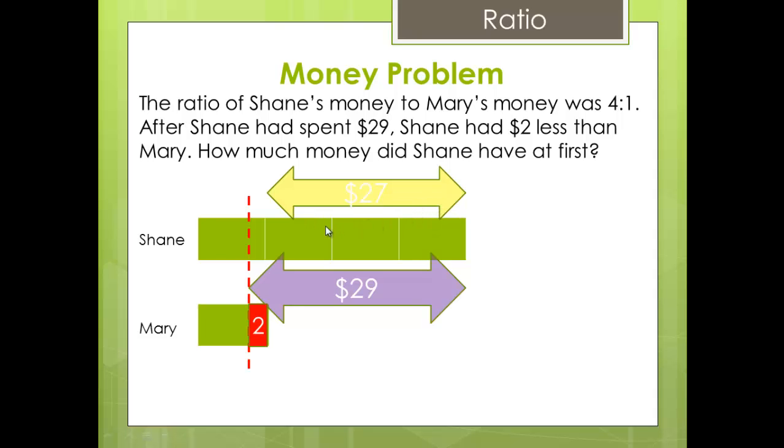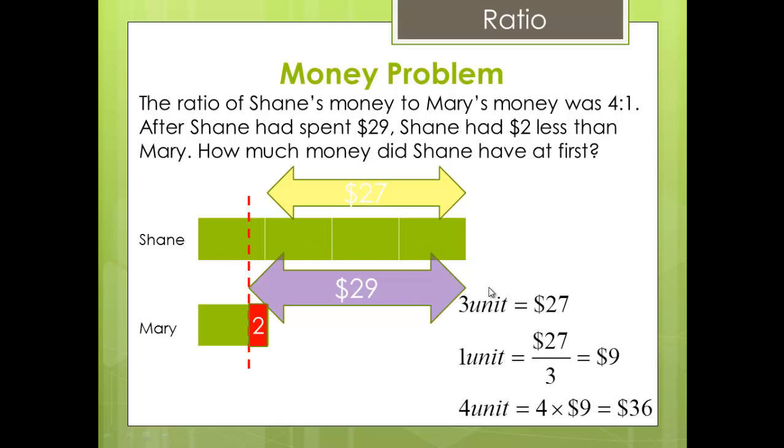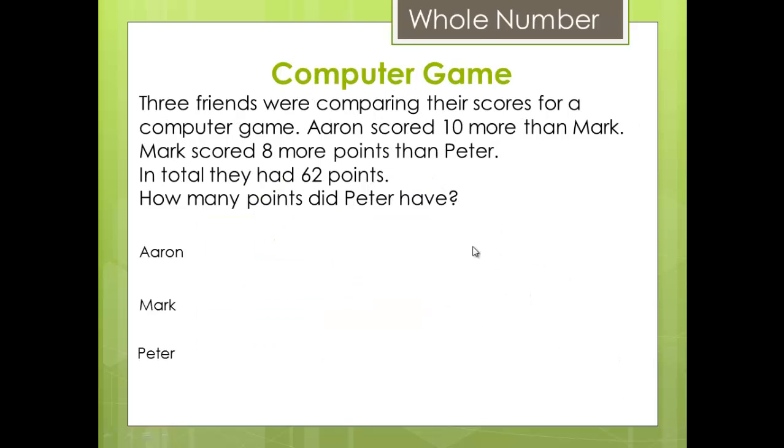So now what we know is $27 is equal to 3 units. So every one of these units is equal to $9. So therefore, if we look at how much money Shane had, he had 4 units to start with, which means he has $36. So again, I think graphically seeing this sort of question really makes it accessible for our students, and I think it's a really good way of teaching them to get into that sort of question.